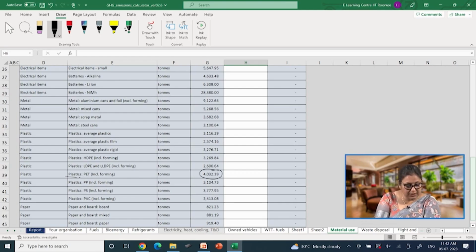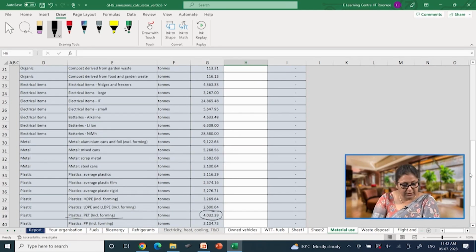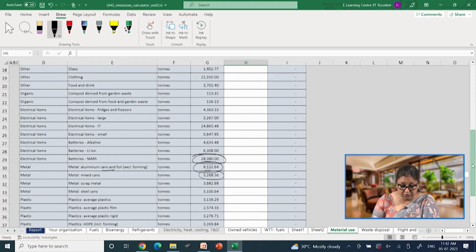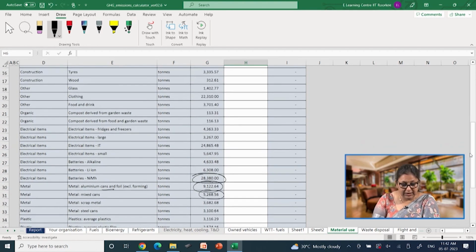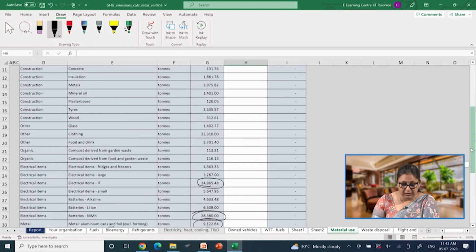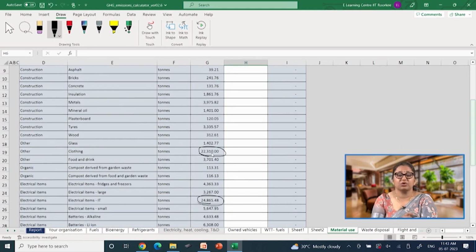So, we are looking at plastics, the PET, look at metals which have aluminum in them, look at the batteries that we use so often, electrical items, the IT items, they consume a lot of energy during the process of extraction of the base material, clothing which we understand.